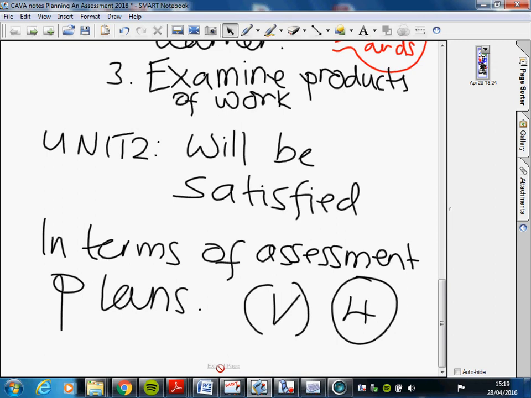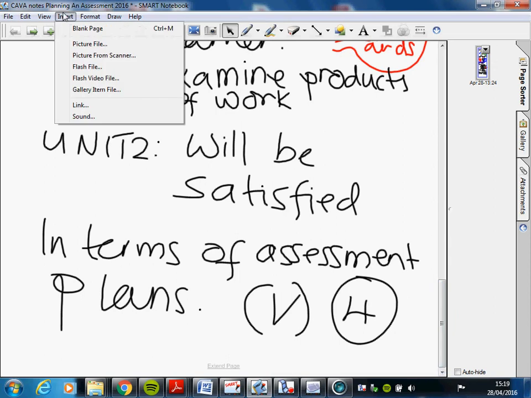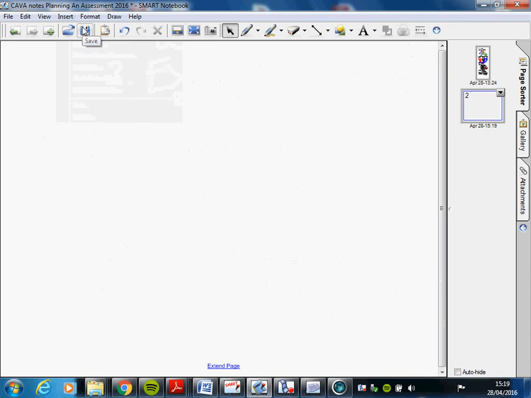I want to simply carry on here. Let's see if I can do that. I'll insert a new page. I'll insert a blank page. Excellent. So here I want us to look at Unit 3. Probably let me use another color. Unit 3.